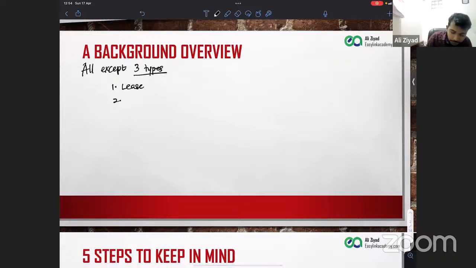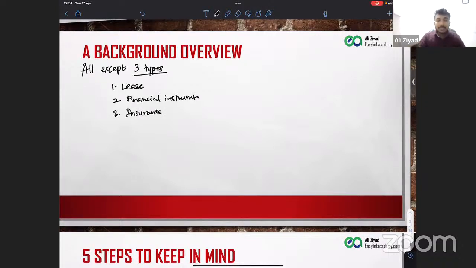Number 2 is financial instruments. You know, banks and finance companies cannot use this standard to record their revenue. And then you have the insurance companies. So just giving you an overview. Except for these 3 types of business, all other businesses can make use of SLFRS 15 to record their revenue. So it's not very complicated. There are only 5 steps that you need to remember. Just 5 steps.